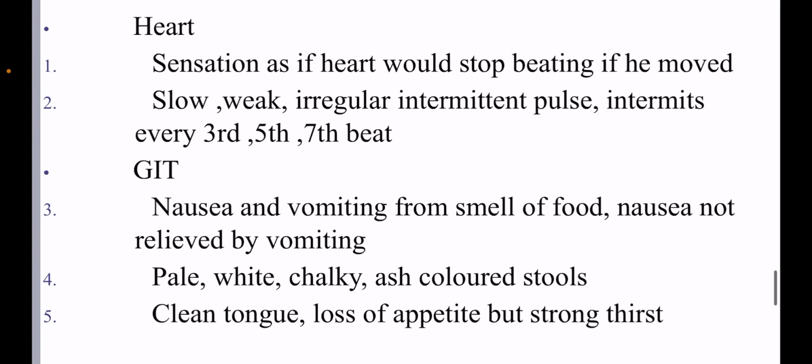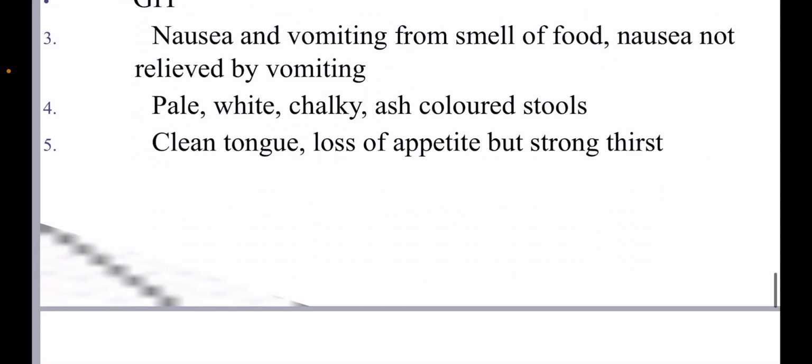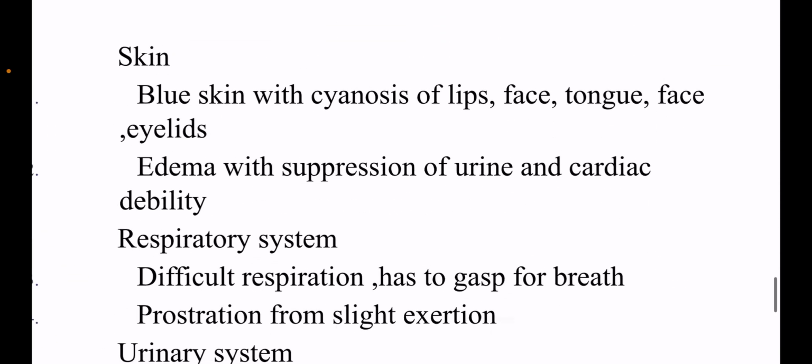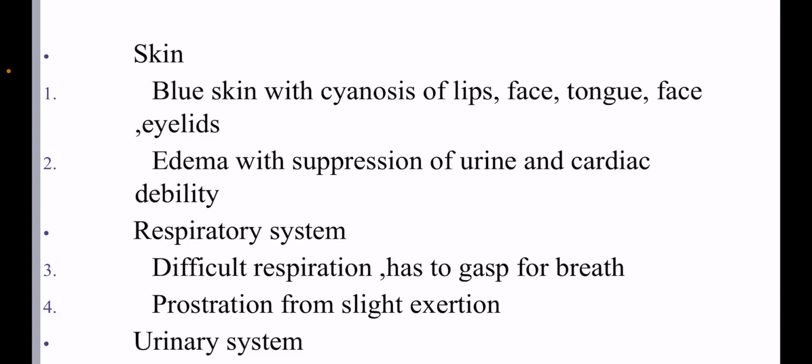GIT, systemic symptoms, as I told you: nausea, vomiting from the smell of the food. Nausea is not relieved by vomiting. Pale, white, chalky, ash colored stools. There is clean tongue, loss of appetite, but there is violent, strong thirst. The person doesn't want food but wants a lot of water. Skin: blue skin with cyanosis of lips, face and eyelids. The edema with the suppression of urine and cardiac debility.